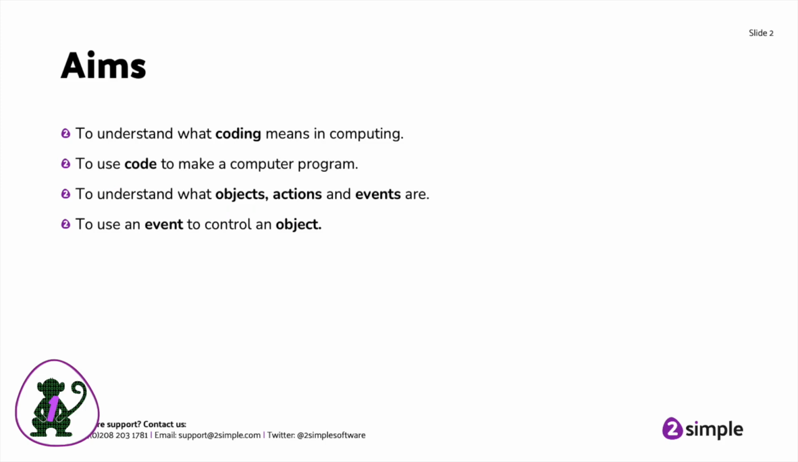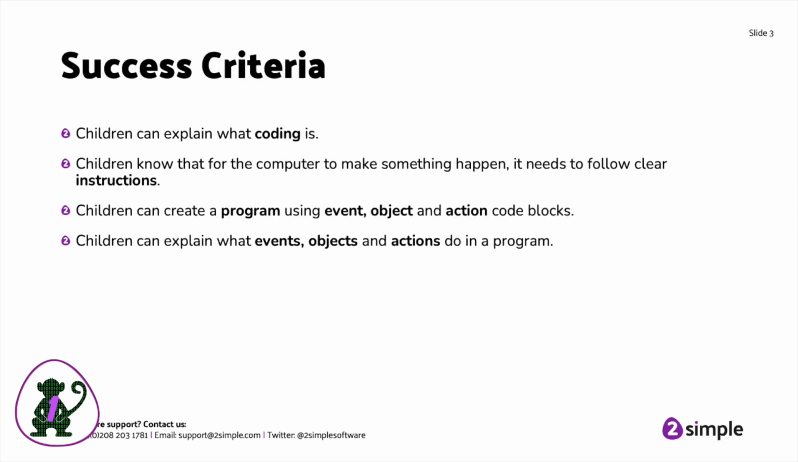program, to understand what objects, actions and events are, to use an event to control an object. The success criteria are: children can explain what coding is. Children know that for the computer to make something happen, it needs to follow clear instructions. Children can create a program using event, object and action code blocks. Children can explain what events, objects and actions do in a program.